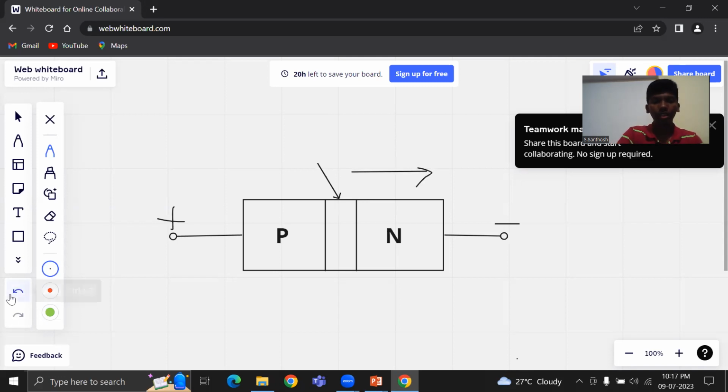And when you reverse bias it, that is, you connect the negative terminal to the p-type end and the positive to the n-type, this way the diode will be reverse biased and there is no current flowing through it. So let's go on to the circuit diagram of the diode.